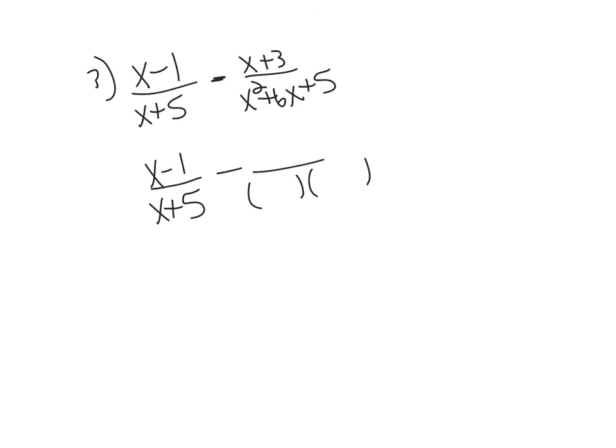So we are looking for two numbers that multiply to 5 but add to 6. Well, 5 is prime. There's only one option to get 5, 1 and 5. If we need a positive 6, that means that we need a positive 1 and a positive 5. And our numerator stays the same. So now we have the expression x minus 1 divided by x plus 5 minus x plus 3 divided by x plus 1 times x plus 5. So that is simply factoring.